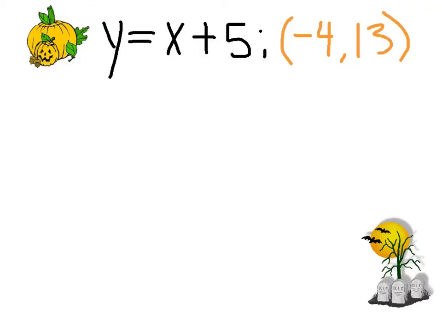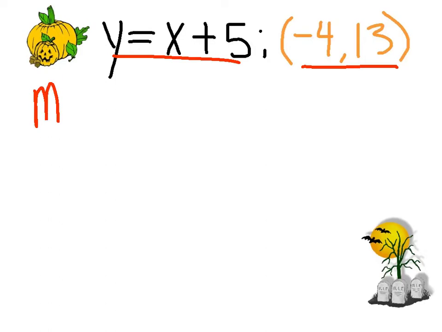Okay, for example 1, we're going to try and do the same thing we were doing yesterday, except this time we're just going to do the whole entire thing and the examples as well, instead of just finding the slope and then the y-intercept. So we have y equals x plus 5, and our point is negative 4, 13. We want to find the line that is parallel to this line and that passes through this point. What's the first thing we need to find?